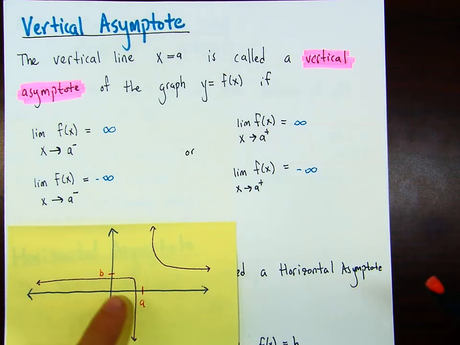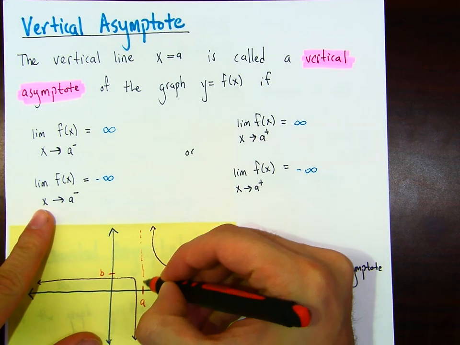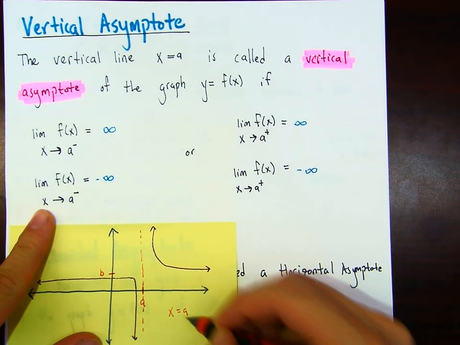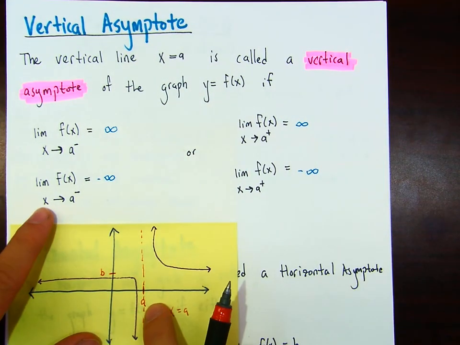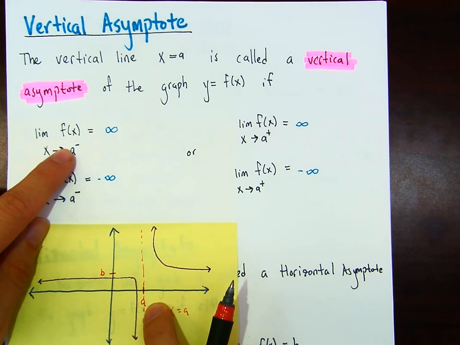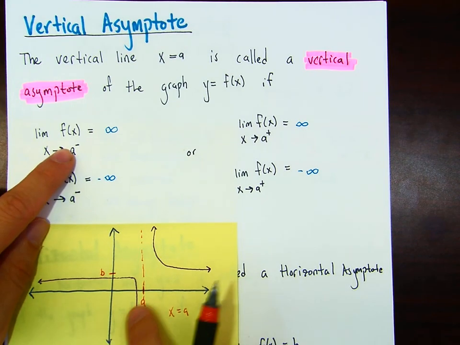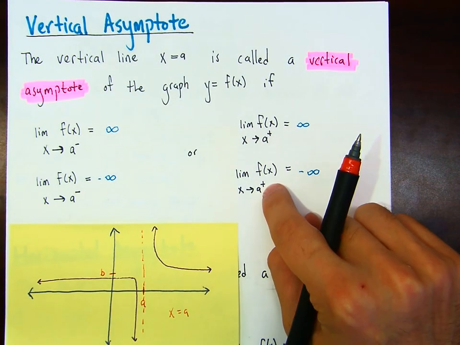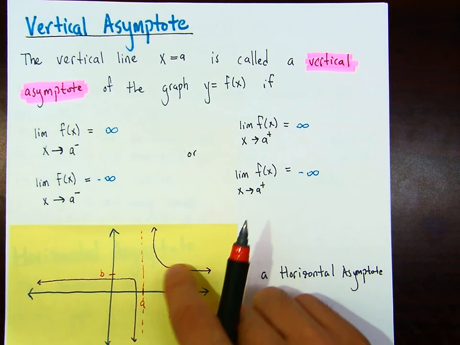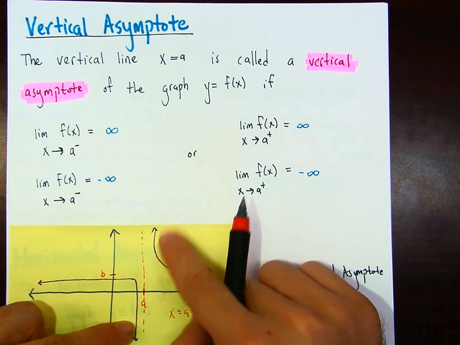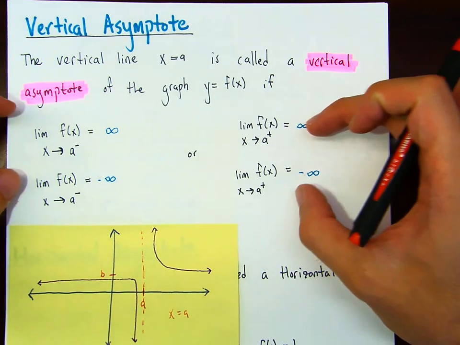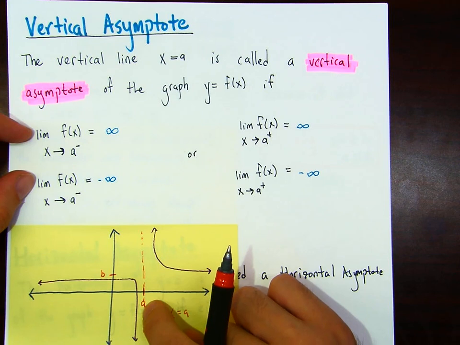Over here, we have a vertical asymptote at x equals a, but you have to understand that a vertical asymptote will only happen if the limit from the left of a goes to positive or negative infinity, like this one does, or if the limit from the right of a goes to positive or negative infinity. And that's what happens here, right? To the left of a, it's going to negative infinity. To the right of a, it's going to positive infinity. So based on this definition, you're allowed to say that there's a vertical asymptote.